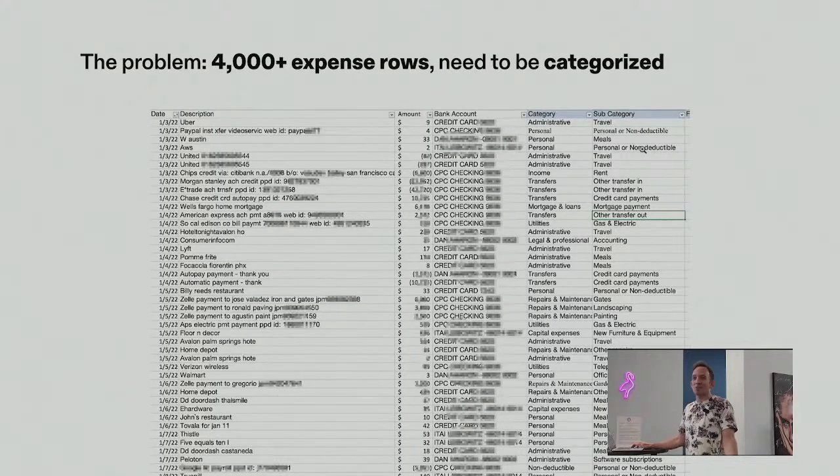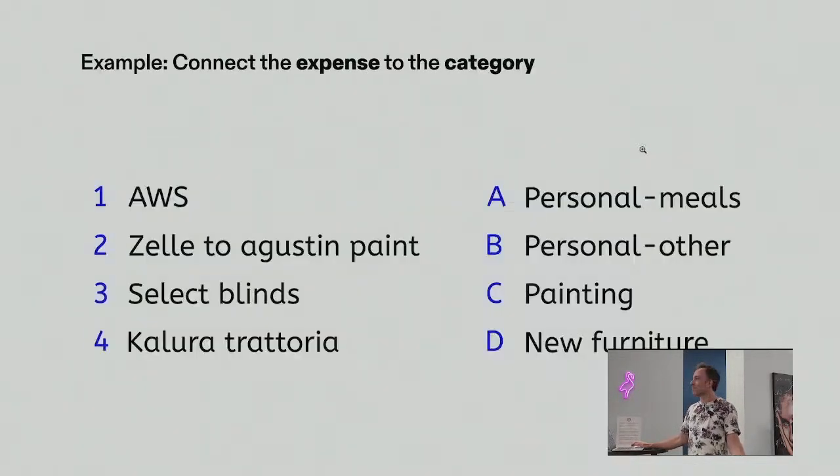Let me show you how easy or hard it is. We're going to do a little example. So, here are 4 expenses. You will see the description on the left-hand side, and on the right-hand side is the right expense category. Check it first. So, help me categorize these expenses, please.